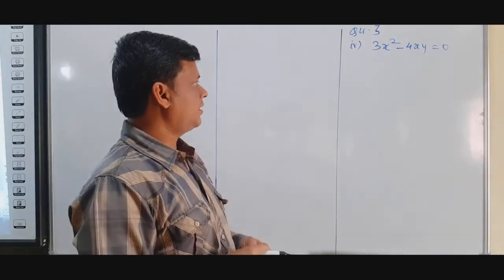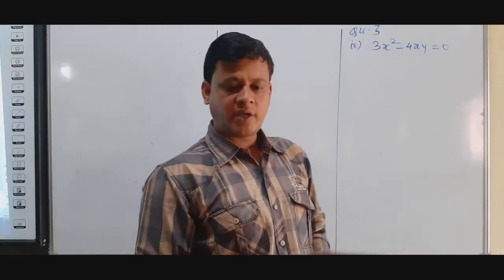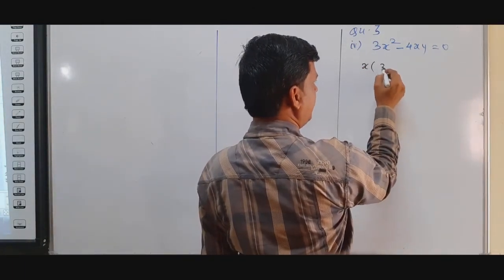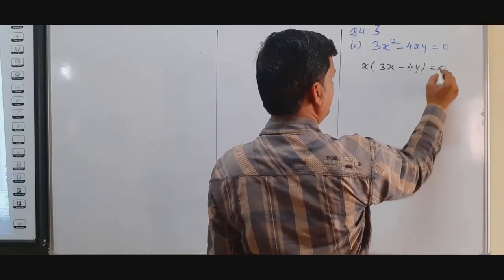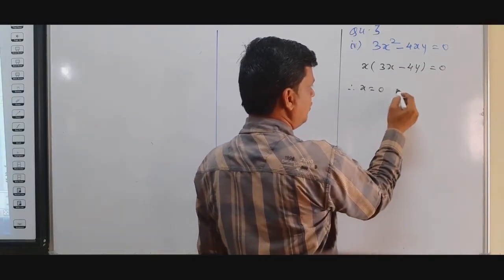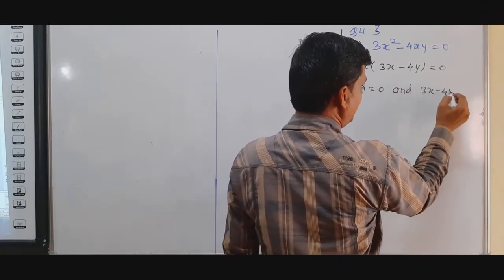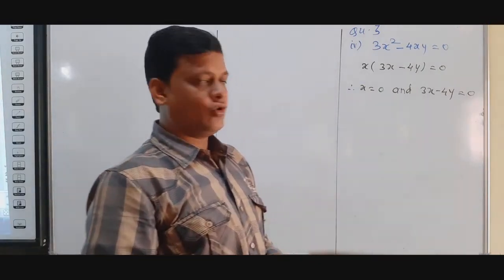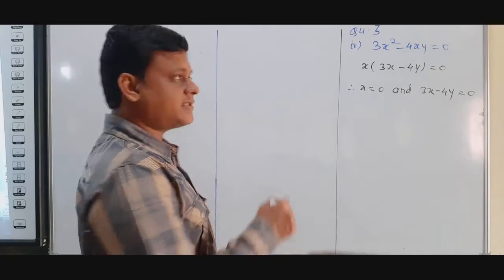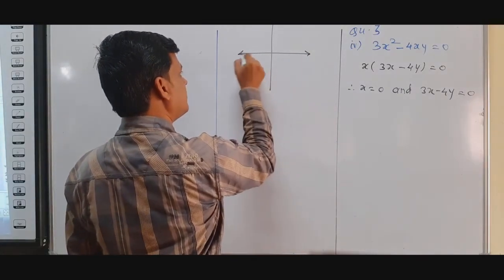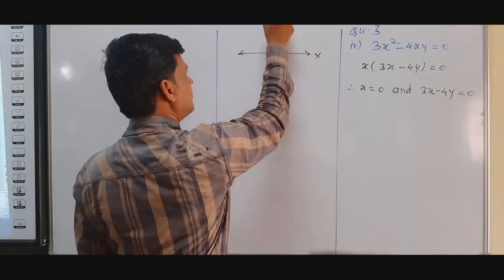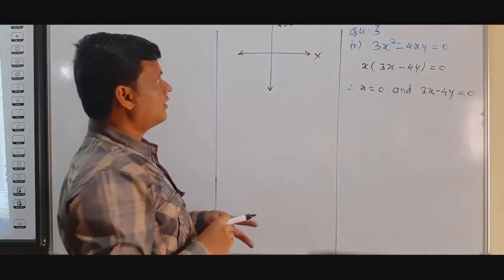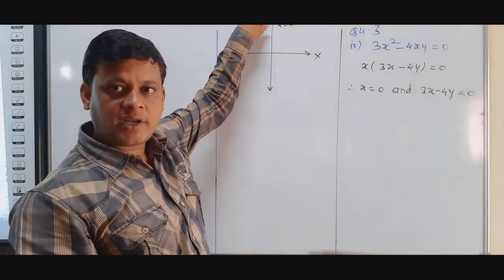Now see the next example. 3x square minus 4xy equals to 0. So after taking x common, x in bracket 3x minus 4y equals to 0. Therefore x equals to 0 and 3x minus 4y equals to 0 are the separate equations. So x equals to 0 is the equation of y-axis. So the slope of y-axis does not exist.